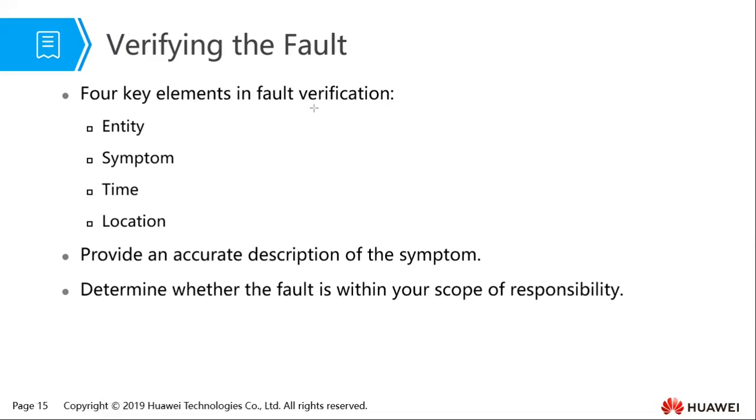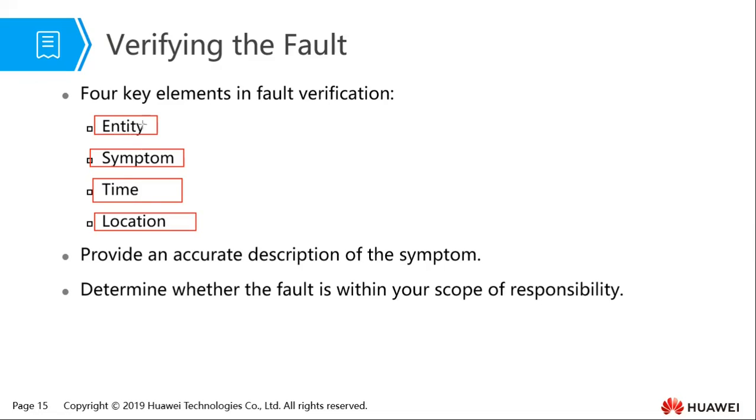Most of the time we use these 4 key elements in fault verification. Number 1, we look at the entity, meaning which network service has failed. Number 2, we look at the symptom: what is the symptom for that particular fault. Then look at the time: when did it occur? And then the location: which network component has failed?